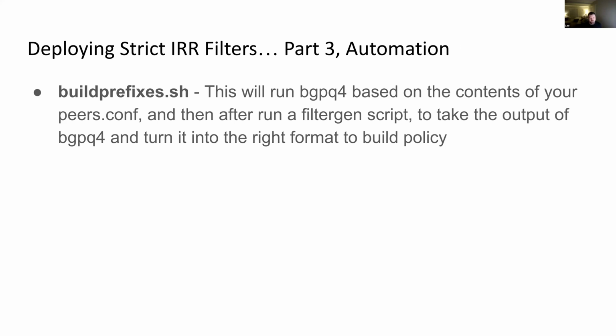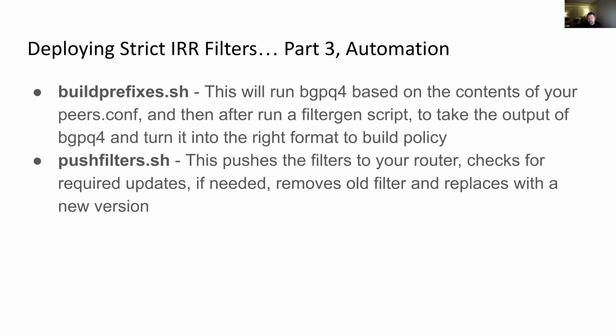So then we have a couple of scripts to run. build-prefixes.sh is essentially a bash wrapper that runs through the peers.conf, runs bgpq4, and also runs a piece of Python to do filter gen, which builds the actual filters themselves, turns everything into the right policy, ready to push to the router. The next piece is push-filters. This calls another bit of Python, which connects to the API in your MikroTik box, does a compare, looks to see whether there have been changes based on what's built on your management host versus what's running on the router, and then does the needful, essentially pushing the configuration to the router.